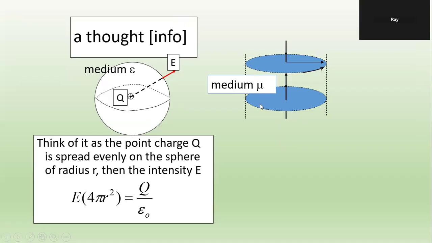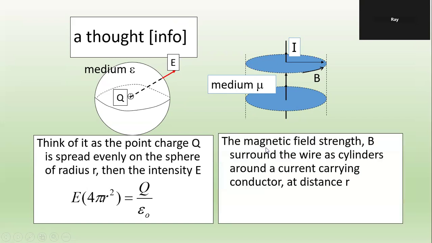Whereas for magnetic field, you use mu. Instead of epsilon, you use mu, permeability, and that's the current. As I said, don't need to worry about all this formula, just to show you the symmetry, that's all. That's B times 2 pi r. What's inside the circle is mu naught I.